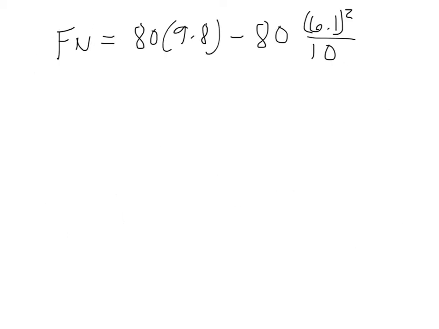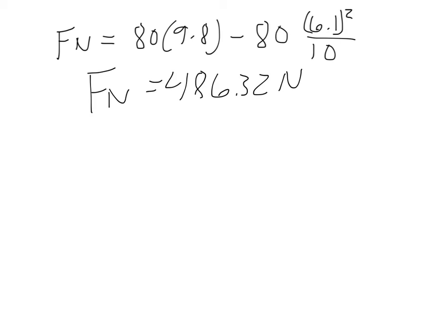Solving for the normal force, we have the mass, 80 kilograms, times 9.8 meters per second squared, minus the centripetal force, which is mass multiplied by the velocity squared, divided by the radius, 10 meters. And we get a normal force at the top equal to 486.32 newtons, which again is less than the weight of the person if they were just at rest on the ground.